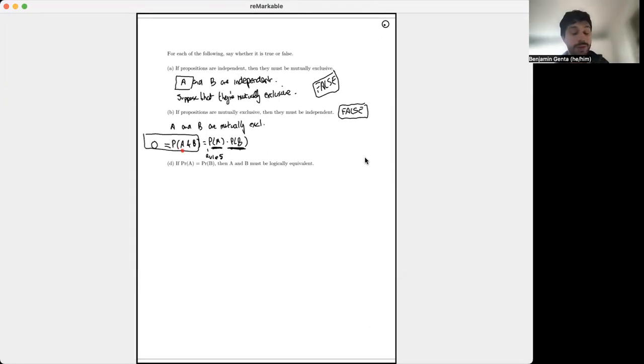If they're mutually exclusive, the probability of A and B is equal to 0. And we know that if they were independent, the probability of A times the probability of B would be equal to the probability of A and B. But this is only the case when either the probability of A or the probability of B is equal to 0. And so if they're not equal to 0, then they can't be independent. So it's false in general.